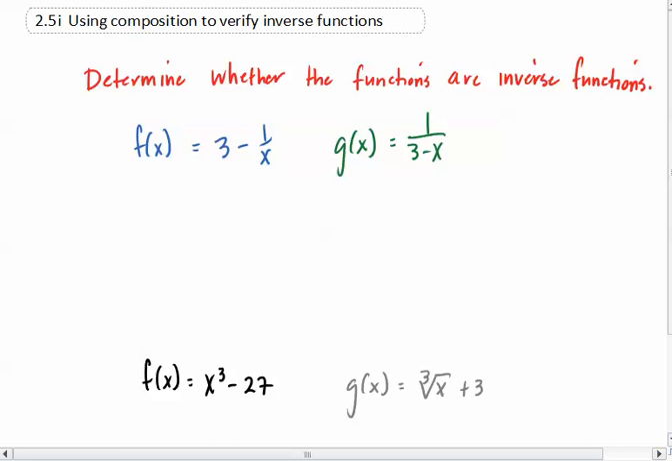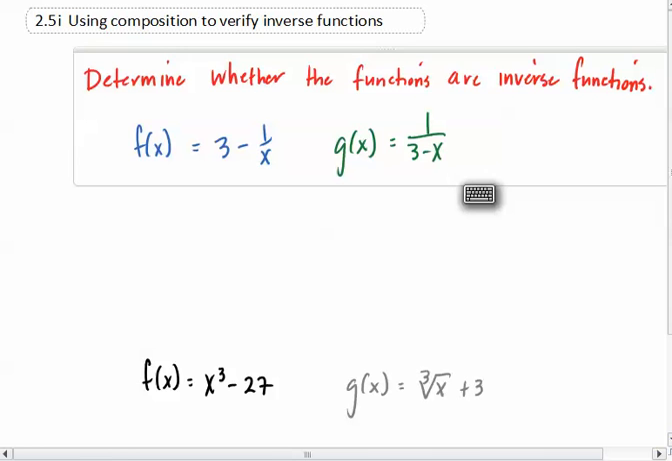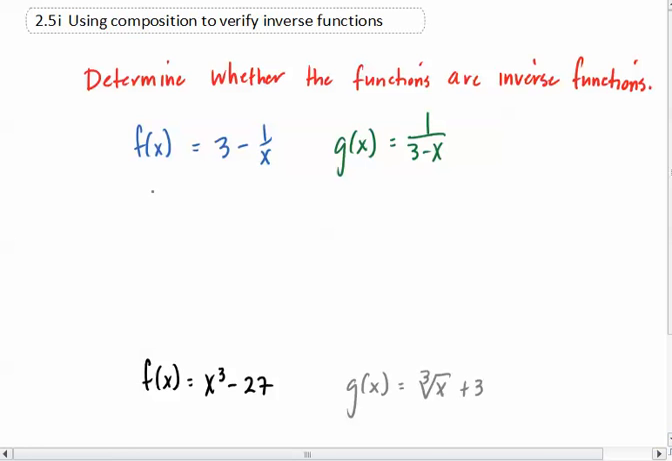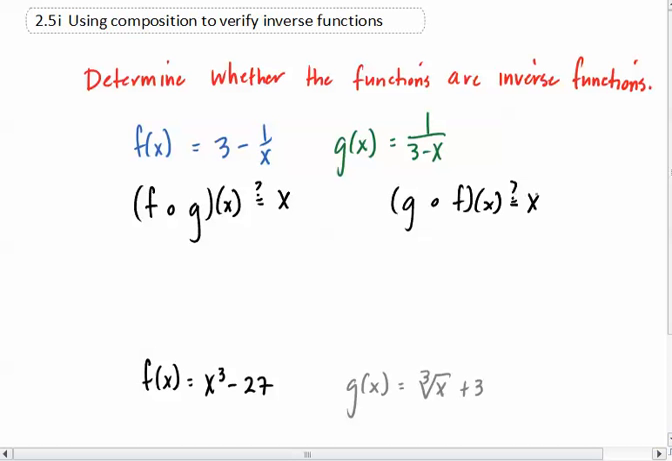Basically we're looking to see what happens when I compose these. If I take the g function and place it in the f function, would I indeed get the identity function, meaning an x? If I do it the other direction, would I get an x? If these end up giving me just plain x, then we know that the two functions are inverses of each other.